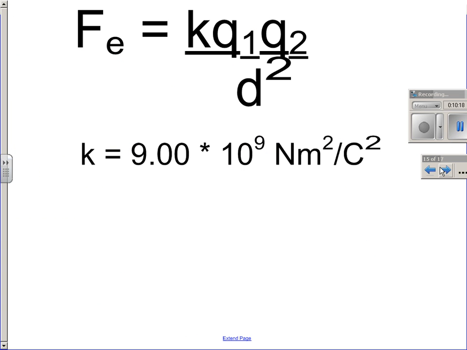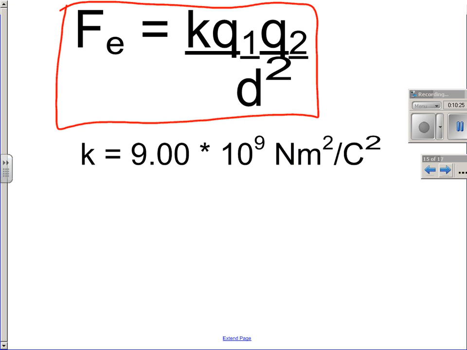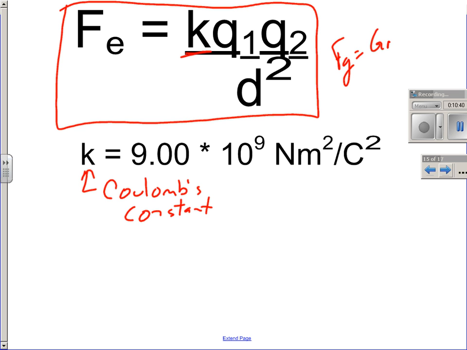So what Coulomb discovered is this. The electrical force between two charged objects is equal to K, which is called Coulomb's constant, times the two charges divided by d squared. As a reminder, in the last video, we learned this. The equations are almost identical, except the electrical force depends on the charge, gravitational force depends on the mass. Okay? Also, the constant is different.